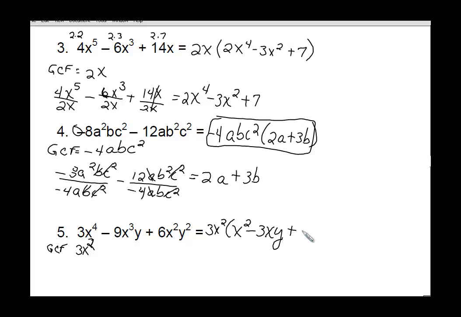Plus 6 divided by 3 is 2. X squared over x squared is going to be 1. And we have our y squared that we have nothing to divide by. And so that would be the final answer for number 5. Again, check it by multiplying this back, distributing the 3x squared, and make sure you get your original problem.